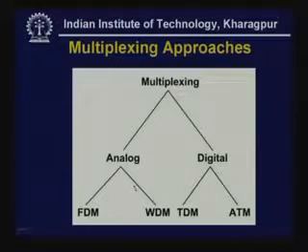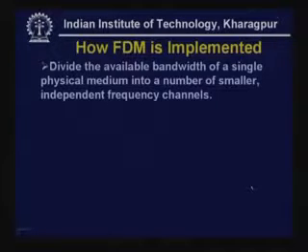So, we can say that analog signaling is used for frequency division and wavelength division multiplexing, and digital signaling is used for time division and asynchronous time division multiplexing. Let us see the frequency division multiplexing technique in detail.